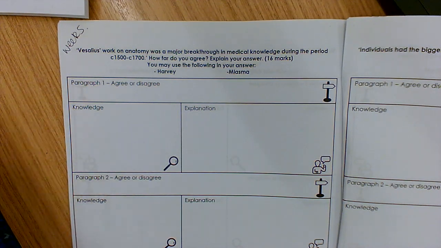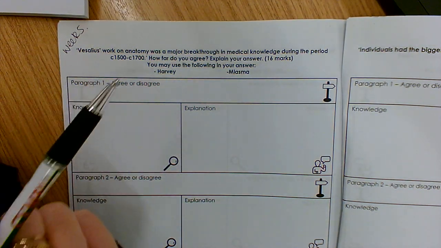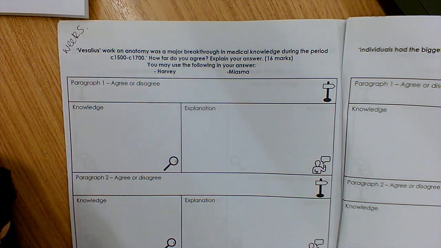So, the question that you're going to answer today is: Vesalius's work on anatomy was a major breakthrough in medical knowledge during the period 1500 to 1700. How far do you agree? Explain your answer. And it's a 16-mark question. And it says you may use the following in your answer: Harvey and miasma.